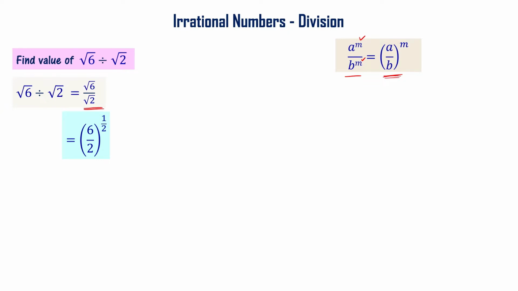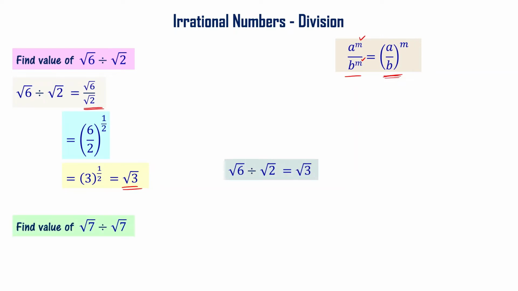So 3 power half, that is equal to root 3. So we got irrational number, right? Now let me consider another example. Square root of 7 divided by square root of 7. Its value is 1, right? It is a rational number.